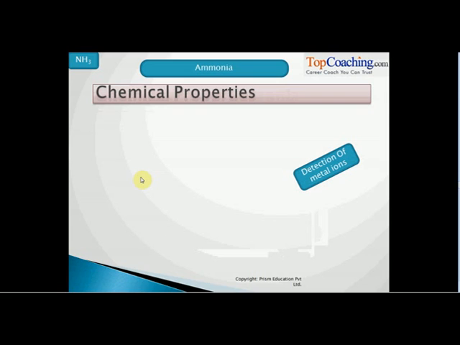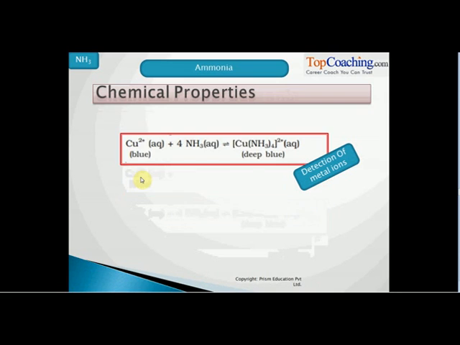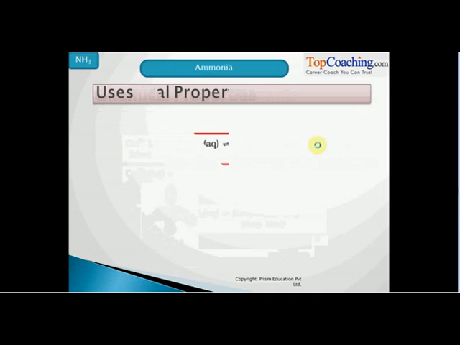Ammonia is a water-soluble compound, right? And it reacts with copper ions to form a deep blue solution, and it reacts with almost all the metal ions. Reason being, it has a lone pair of electrons, so these positive ions get attracted to those lone pair of electrons, and this reaction helps in detection of metal ions in a solution, right?